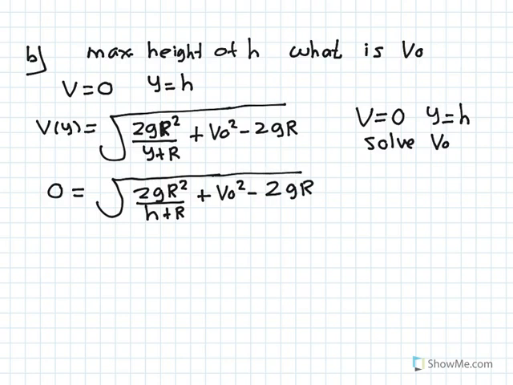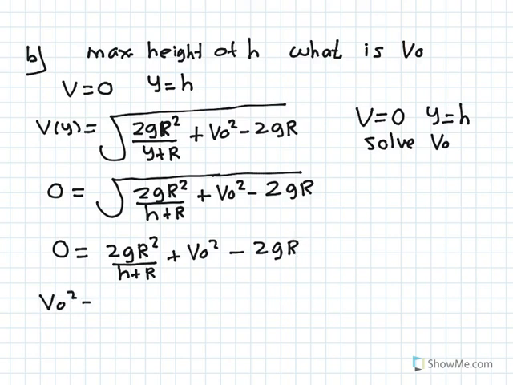Square both sides and we get 0. We get rid of the radical. 0 is equal to 2gr squared divided by h plus r plus v naught squared minus 2gr. Now solve for v naught squared. So v naught squared is equal to 2gr minus 2gr squared divided by h plus r.